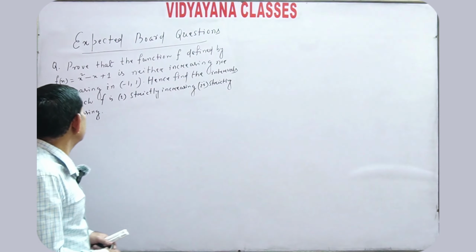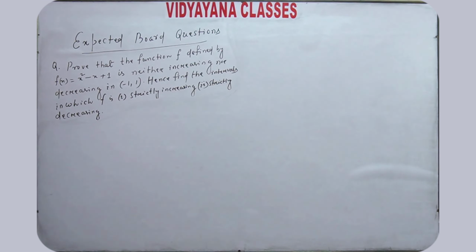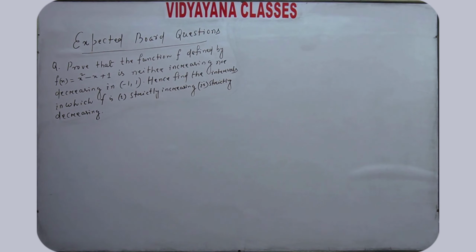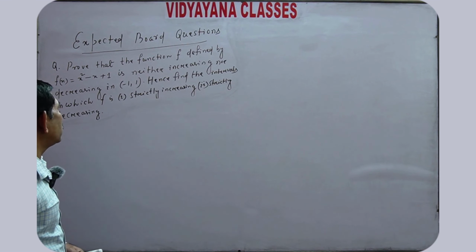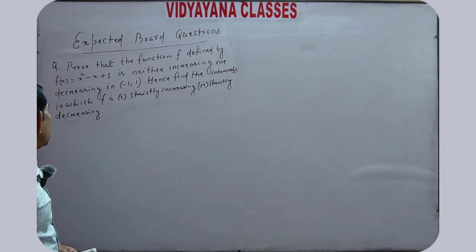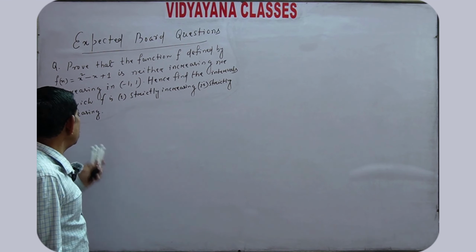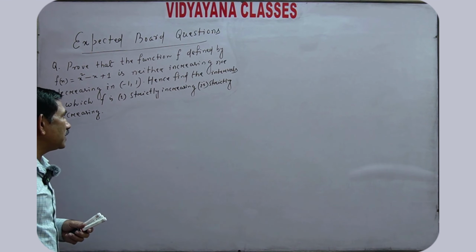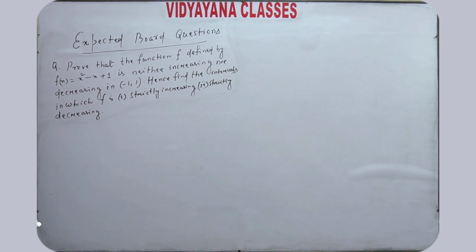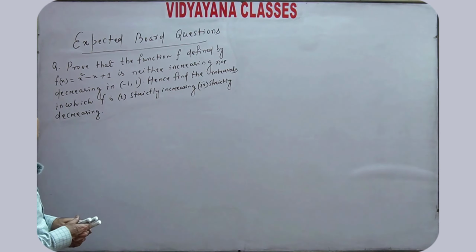Next question. Prove that the function f defined by f(x) = x² − x + 1 is neither increasing nor decreasing in (−1, 1). Hence, find the intervals in which, first bit, the function is strictly increasing, second bit, the function is strictly decreasing.